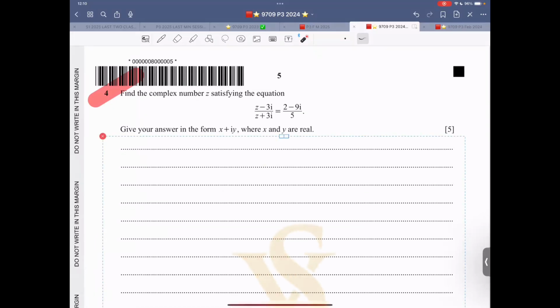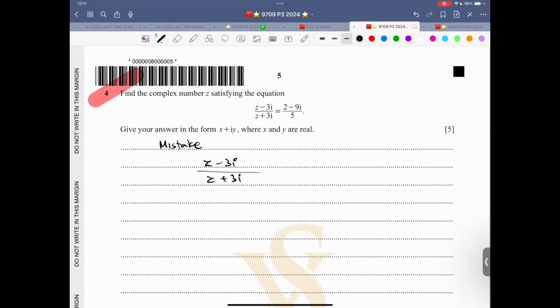Find the complex number z satisfying this equation. Now, a lot of people think that in order to rationalize, the mistake they make is that to rationalize z minus 3i, they multiply by z plus 3i, and z minus 3i, z minus 3i. This is totally wrong.